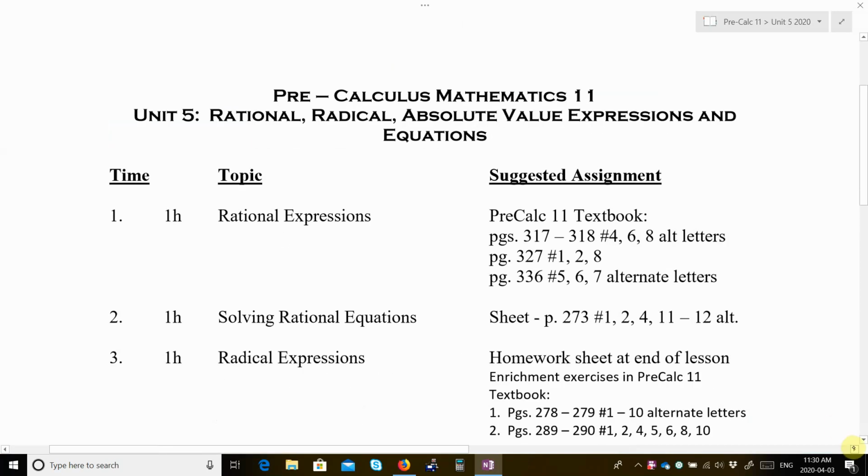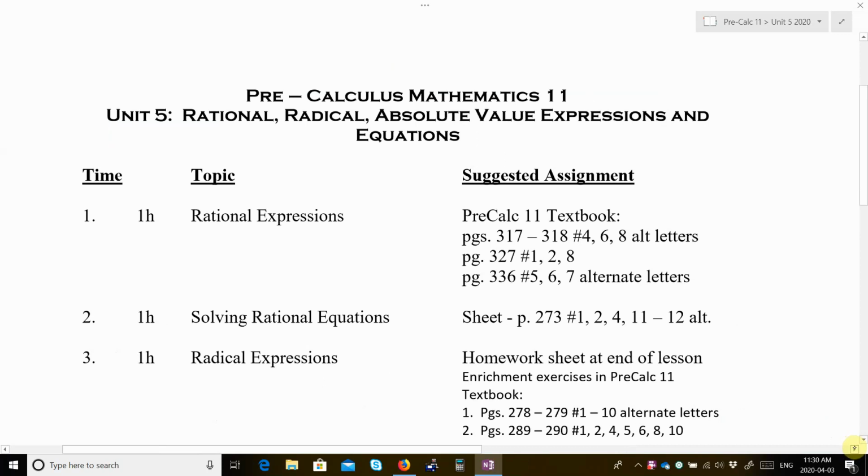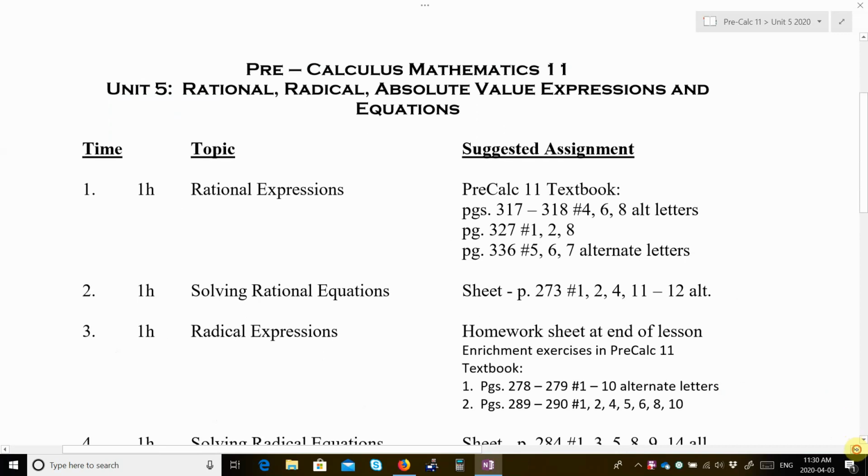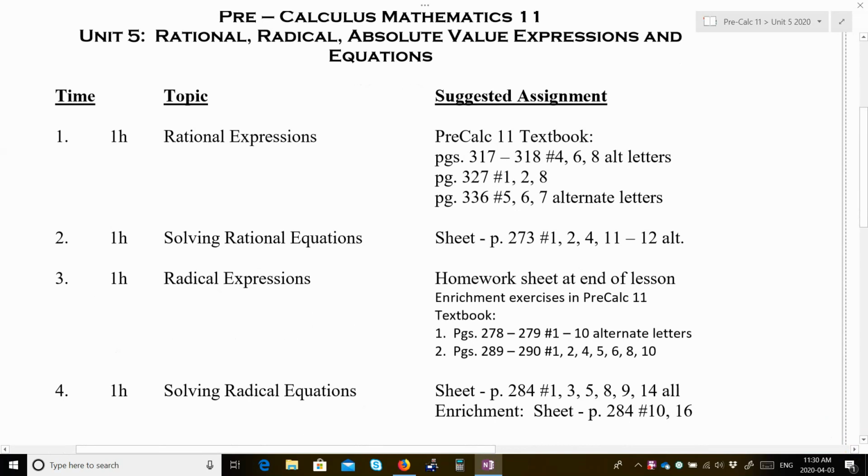This is the unit we were working on before spring break. It was Unit 5, Rational, Radical, Absolute Value Expressions and Equations. So far we've done the first one, Rational Expressions. This was Lesson 1A. And then we did Solving Rational Equations. That was Lesson 1B. Today we are going to do Radical Expressions.